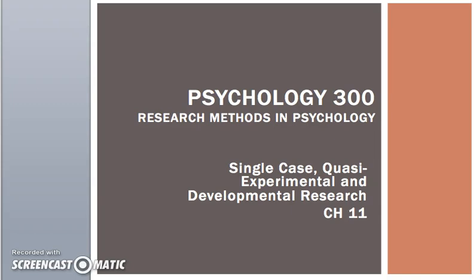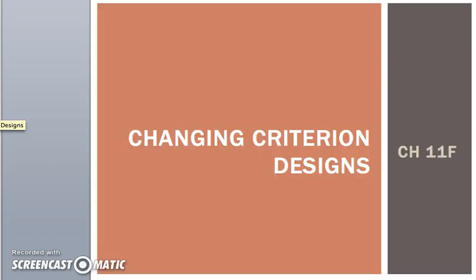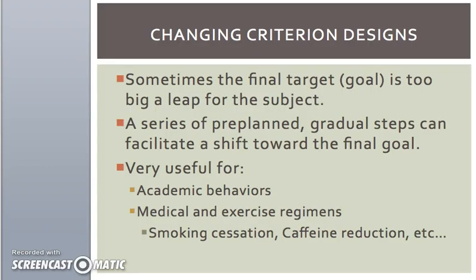This lecture is one in a series for Chapter 11 in your textbooks, Single Case, Quasi-Experimental, and Developmental Research. This lecture is going to focus on changing criterion designs, and it is a lecture for Chapter 11F. Okay, so changing criterion designs.